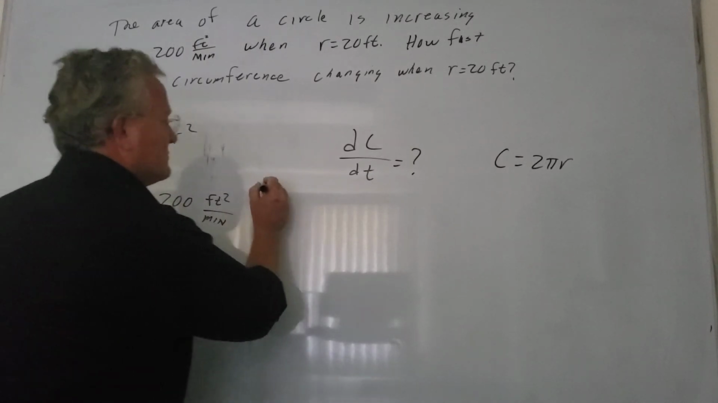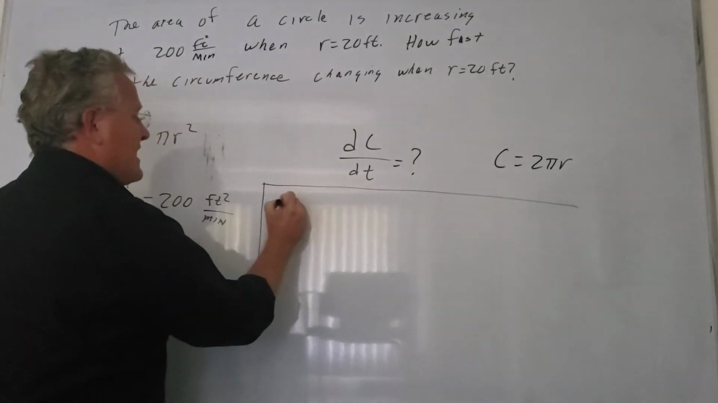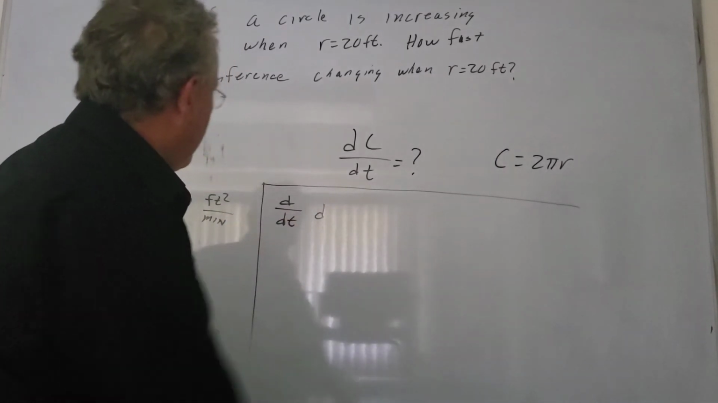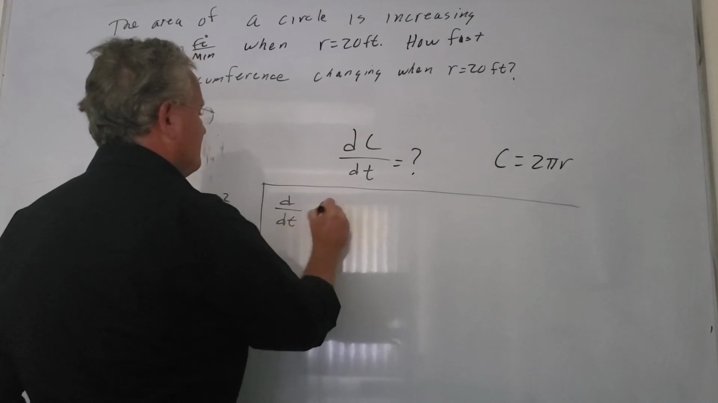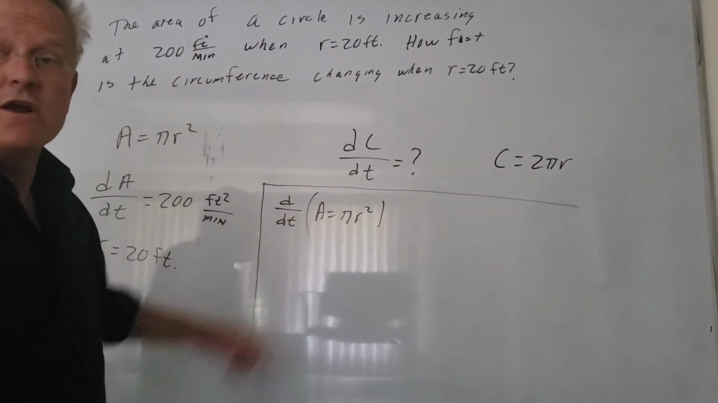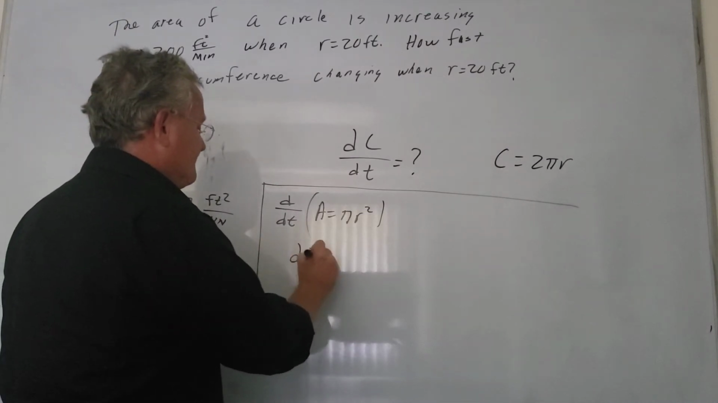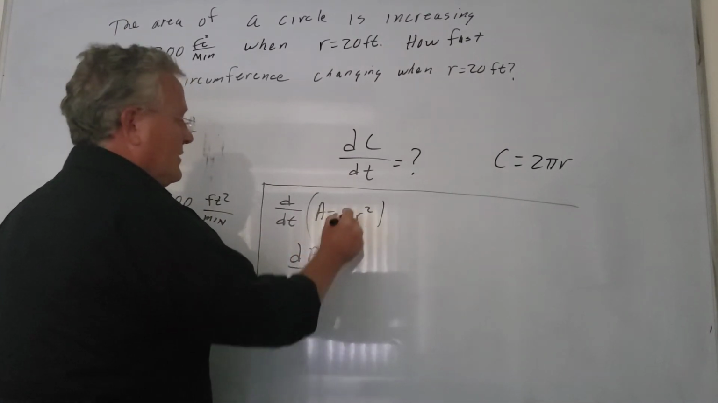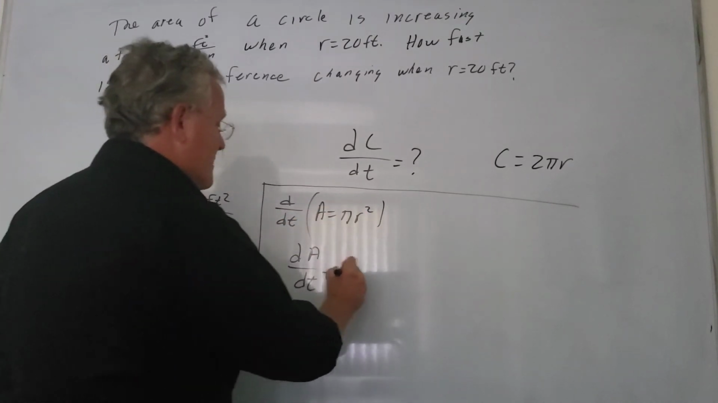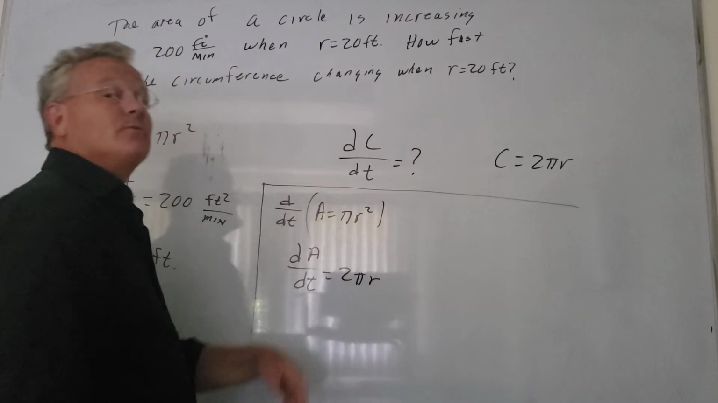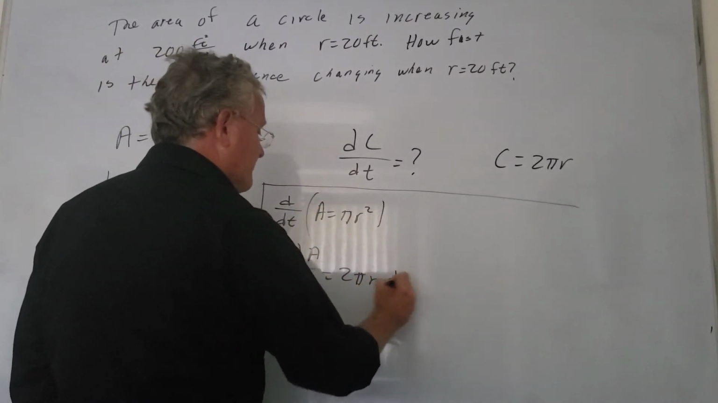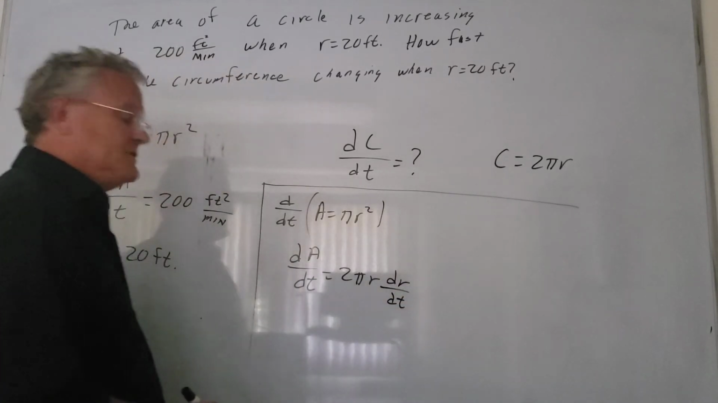So we'll kind of square this off. So we're taking the time derivative of our area equation of a circle. The derivative of the area is dA/dt. We did this in the last video. The derivative of this is 2 pi r to the 1, but then we've got to multiply by the derivative of r by the chain rule. The derivative of r with respect to t is dr/dt.